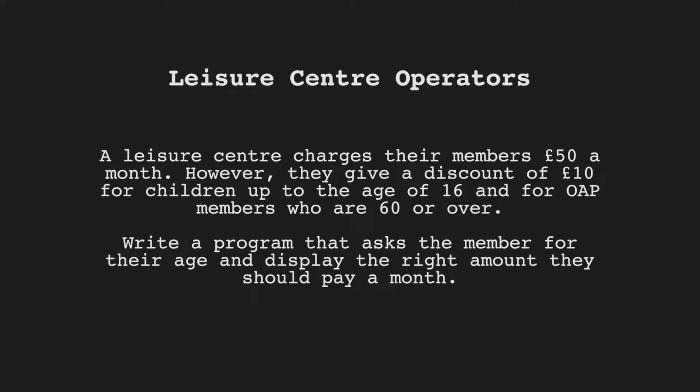So today for the challenge we're going to be looking at a quick little case study. A leisure center charges their members £50 a month. However, they give a discount of £10 for children up to the age of 16 and OAP members who are 60 or over. Write a program that asks the member for their age and display the right amount that they should pay each month. If you'd like to attempt this challenge yourself, then pause the video now and we'll get started.